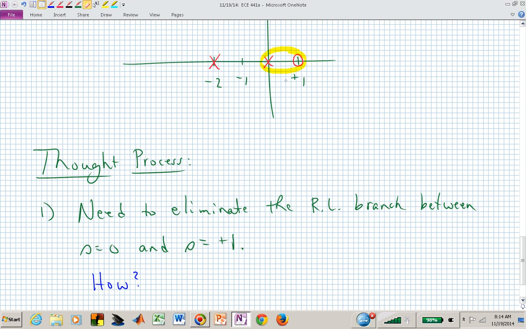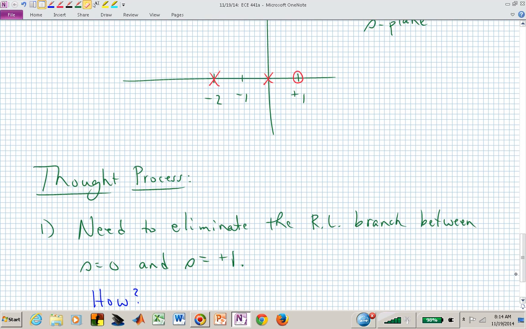Now you have to maybe think a little bit outside the box. What do we try, or how do these branches live on the real axis in the first place? When there's an odd number of poles and zeros to the right. So now, can we somehow put something in the right half plane to allow this segment of the real axis to no longer be present?